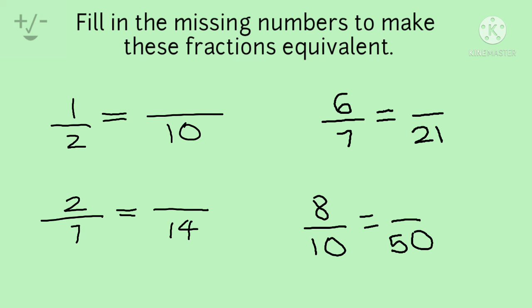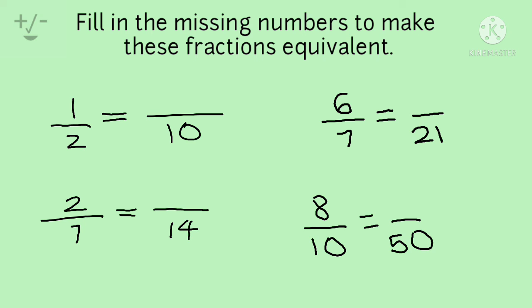Now let's try these questions. Fill in the missing numbers to make these fractions equivalent. I'll go through the first one with you, and then you can try the next 3 and check your answer. For the first question, it says 1 over 2 is equal to something over 10. We know that in equivalent fractions, both the numerator and the denominator have to be multiplied by the same number in order to get 2 fractions that are equivalent.